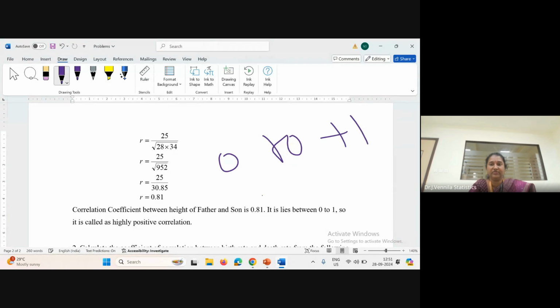Do you remember the types of correlation? So this 0.81 lies between 0 and plus 1, so it is called a highly positive correlation.